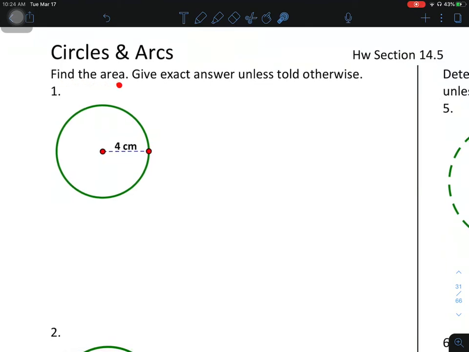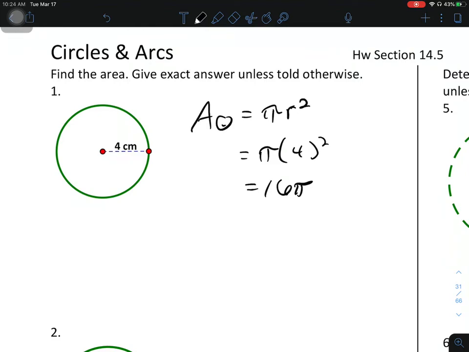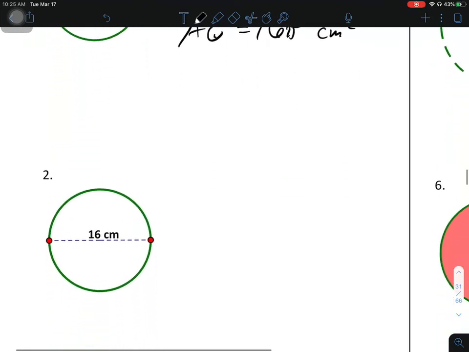Find the area. Give exact answers unless told otherwise. Well, to find the area of a circle, it's pi times r squared. So it's pi times 4 squared. So it's 16 pi. The units are centimeters, so the area would be square centimeters.